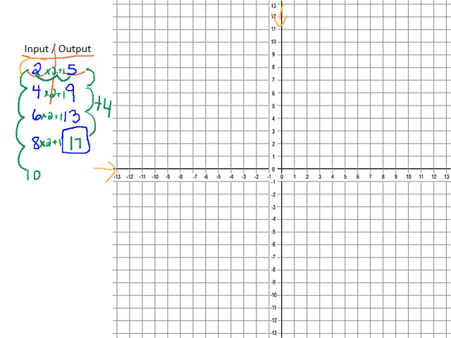So when you're looking at your ordered pairs, we're going to start with 2 on the x-axis. So we start here at the origin, and we're jumping over 2, and we're going up 5. 1, 2, 3, 4, 5. So that is our first plotted point. And then we're doing 4, 9, right there, 6, 13, right there, and I don't have enough space to plot my last one.